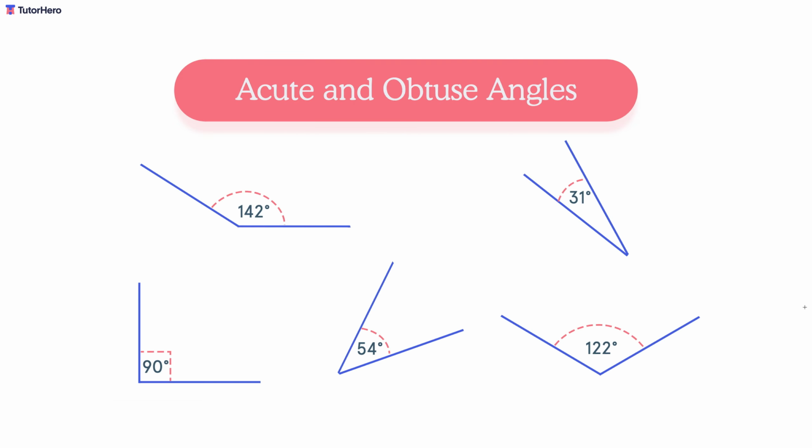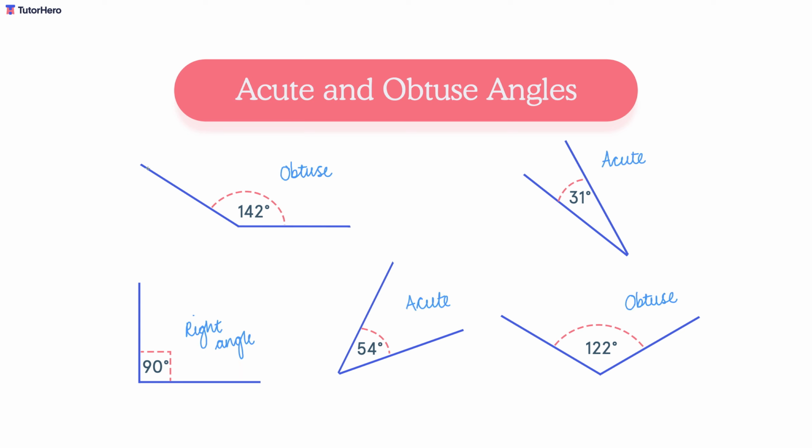Here are some different sized angles. Can you work out what type of angle each one is? Is it acute, obtuse, or a right angle? Pause the video and have a go. How did you get on?